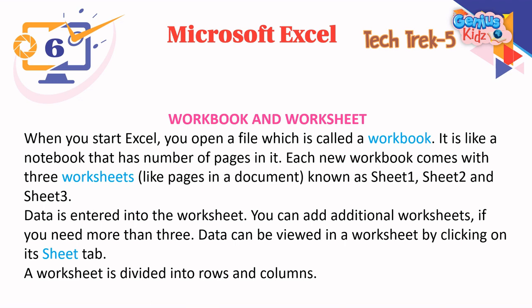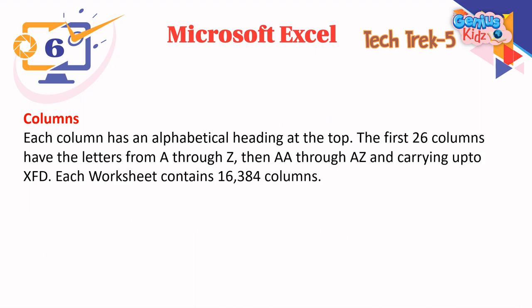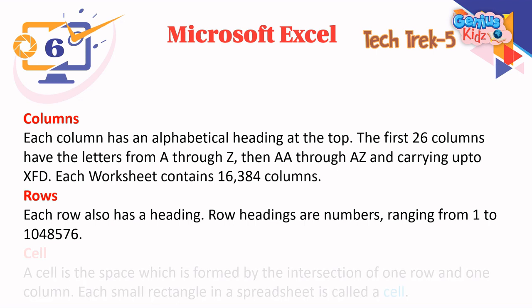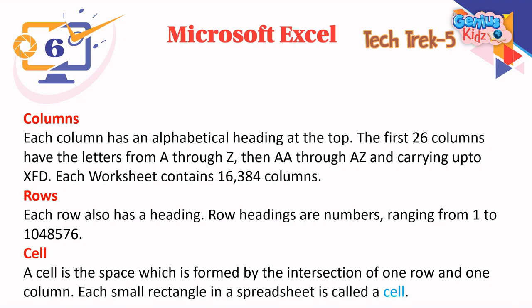A worksheet is divided into rows and columns. Columns. Each column has an alphabetical heading at the top. The first 26 columns have the letters from A through Z, then AA through AZ and carrying up to XFD. Each worksheet contains 16,384 columns. Rows. Each row also has a heading. Row headings are numbers ranging from 1 to 1048576. Cell. A cell is the space which is formed by the intersection of one row and one column.